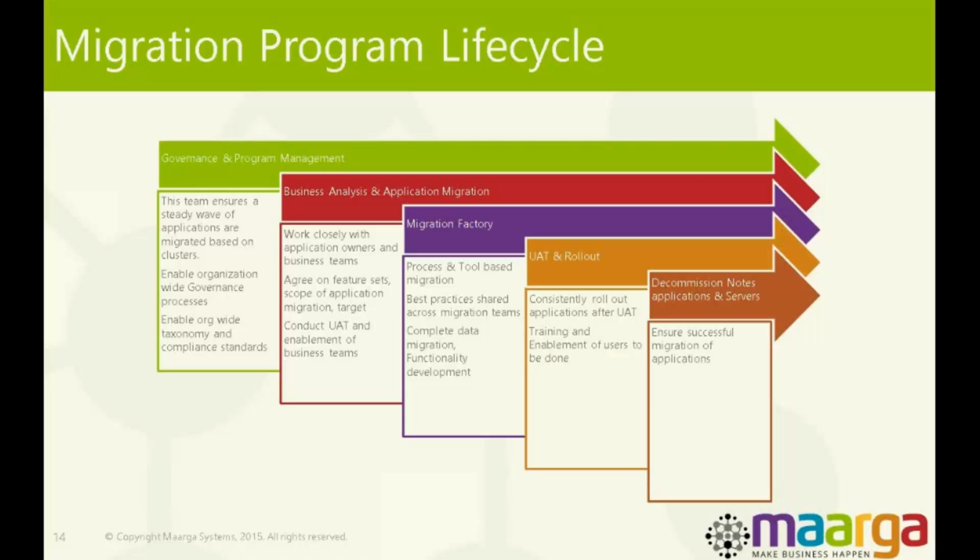So they become enablers of the UAT. They ensure that training is conducted, and the migration aspect becomes very smooth. The third is what I call a migration factory, really, right?